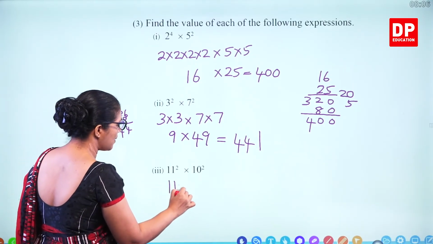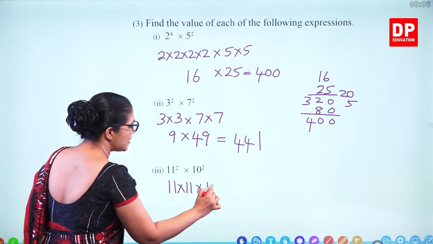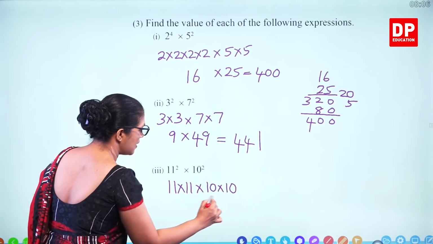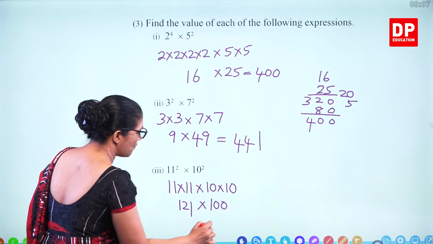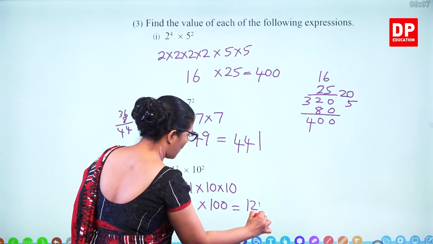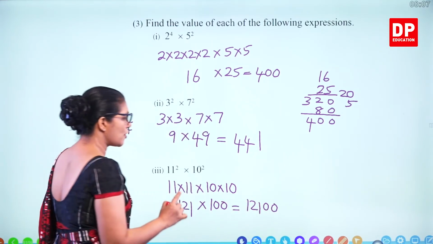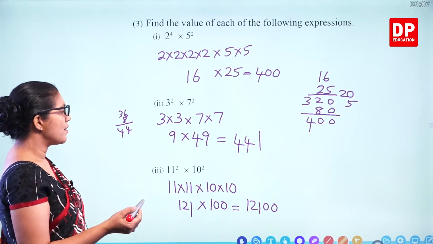11 squared, that means 11 times 11. 10 squared is 10 times 10. So this is 100. 11 times 11, 121. So 121 and put 2 zeros because you are multiplying by 100.